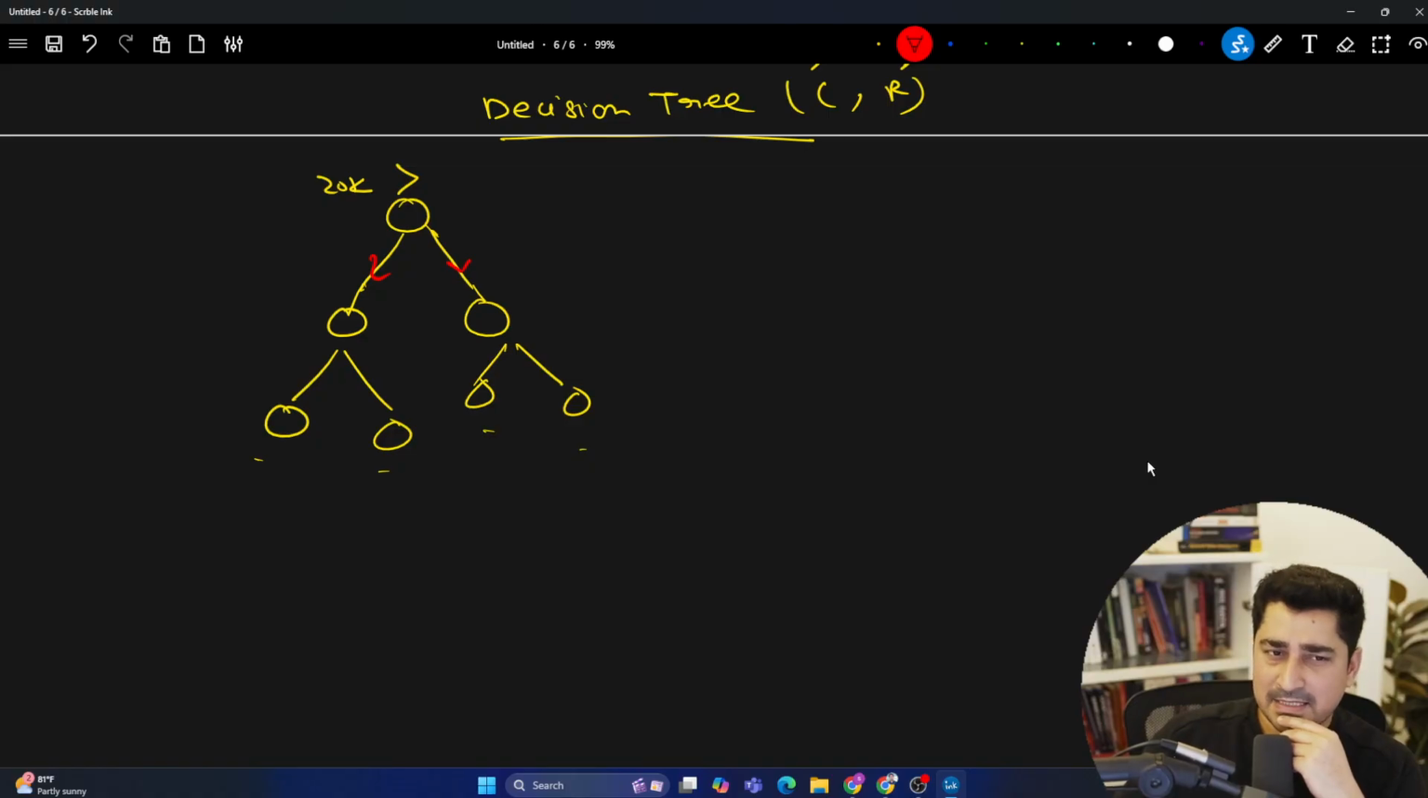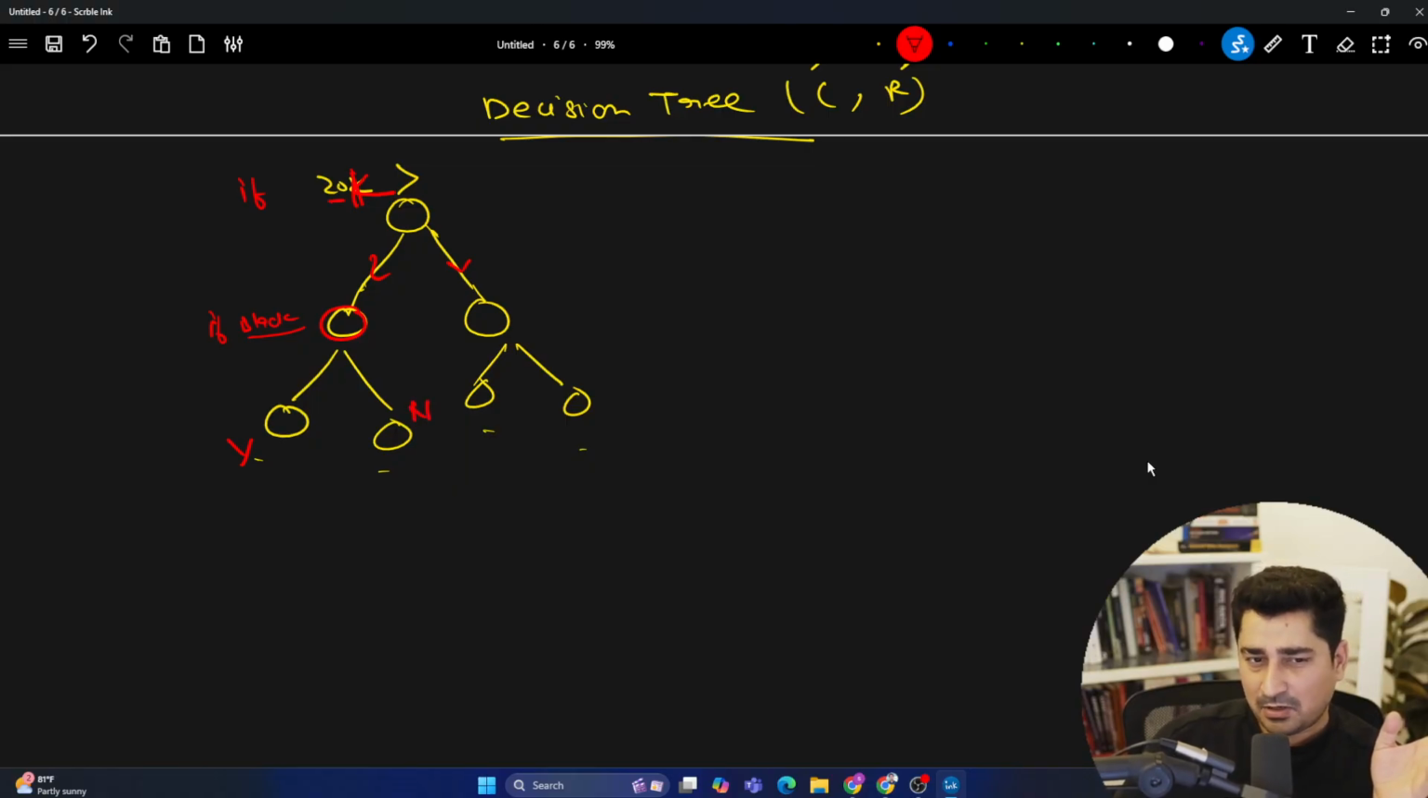So if the price is greater than 20k, let's suppose I'll go ahead and buy the phone. Then, here we take another decision: if the color is jet black, I was looking for a black phone with the entire body black, then I'll go ahead and buy the phone. Otherwise, I will not buy the phone if this condition is not fulfilled.